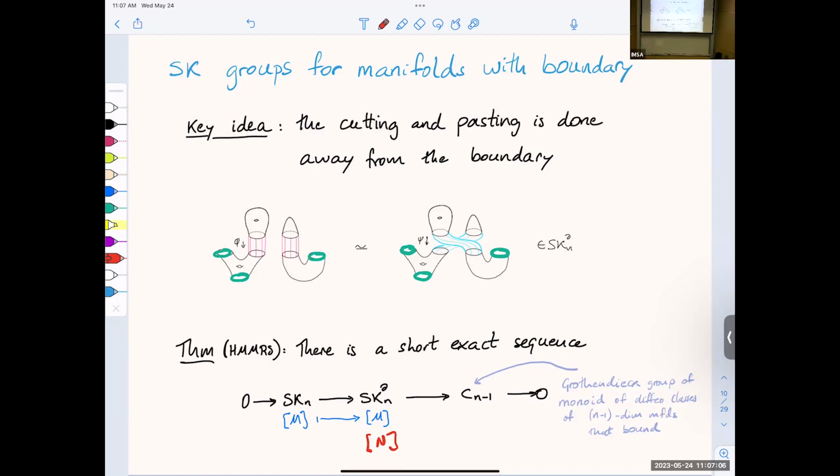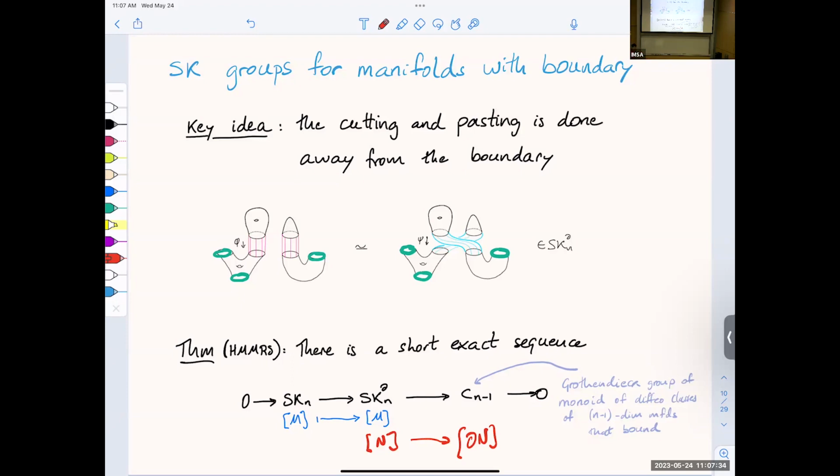And what the next map in the exact sequence does is it just sees the boundary. So what is that C n-1 over there? Well, if I'm taking that boundary map, I'm definitely landing in manifolds that are one dimension less, because the boundary is going to have one dimension less than the big manifold. So that's why we're getting n-1.